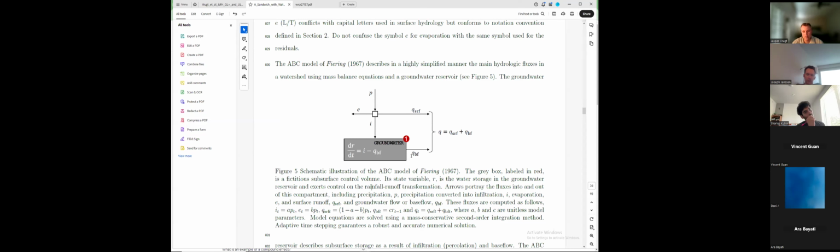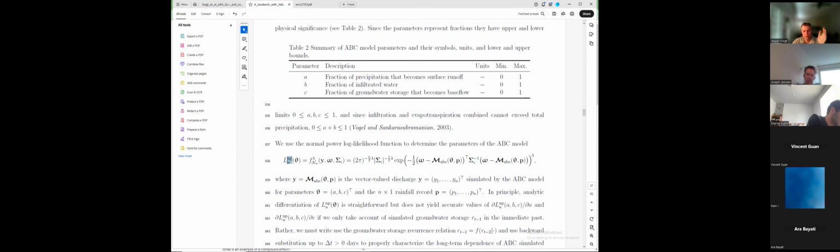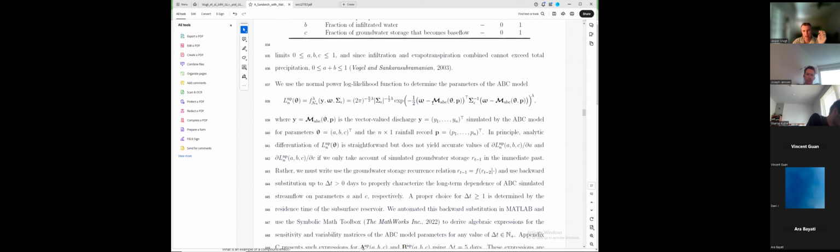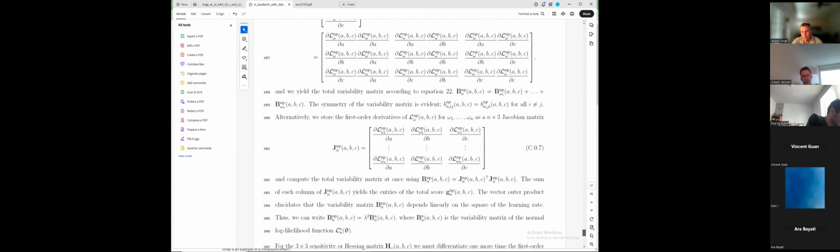streamflow simulation. Now, I also want to derive my sensitivity matrix, my variability matrix, my Hessian, all those matrices and the score function analytically. So I won't go over that, but if you write out your normal power likelihood here, it's the same as previously, but now I have a slightly more complex model here. I need to derive those. It's all done in the appendix. I can quickly show it here.